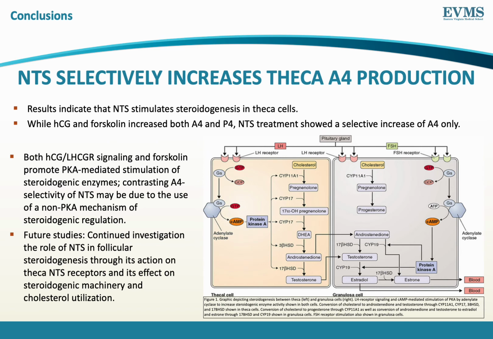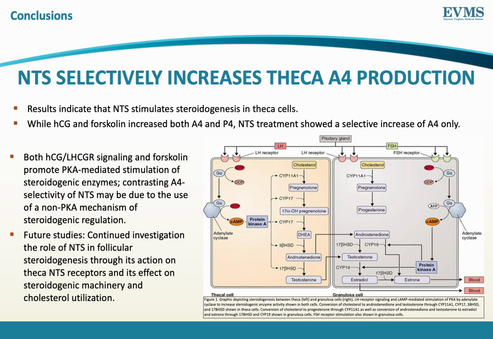Together, these results indicate that neurotensin stimulates steroidogenesis in theca cells. While HCG and forskolin increased both androstenedione and progesterone, neurotensin treatment showed a selective increase of androstenedione only. Given that both HCG-stimulated LH-CGR signaling and forskolin promote PKA-mediated stimulation of steroidogenic enzymes, the contrasting androstenedione selectivity of neurotensin may be due to the use of a non-PKA mechanism of steroidogenic regulation.